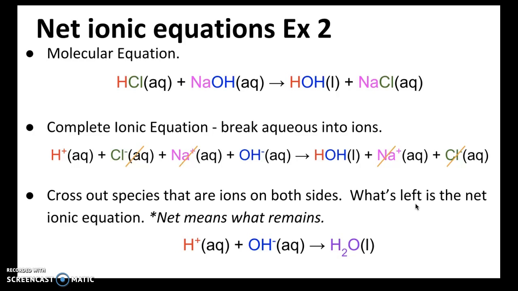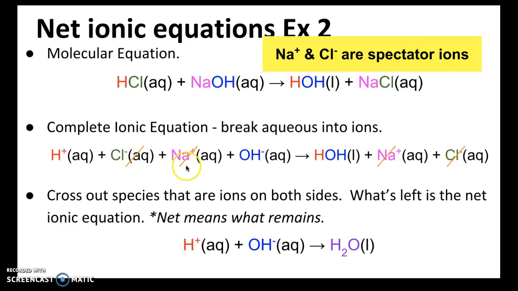Okay, now let's take a look. Which one of these would be our spectator ion? So go back to the complete ionic equation, find your spectator ion. That's right, Na+ and Cl- are our spectator ions because they cancel out. Those are the things that are not really doing anything for this reaction.